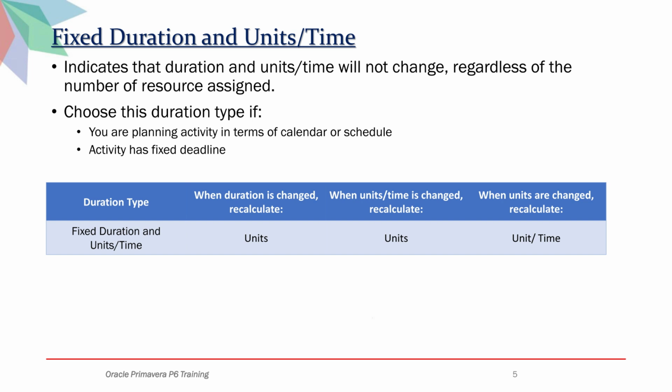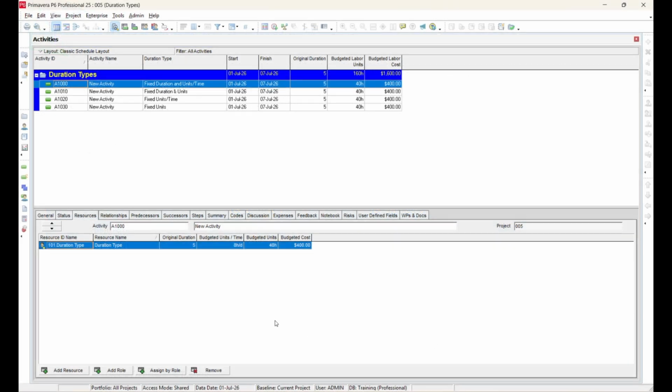Choose this duration type if you are planning the activity in terms of calendar or schedule. The activity has a fixed deadline. Review the table below for quick reference. Now, let's look at the P6 screen and understand how it works. When duration is changed, recalculate the units. When units per time is changed, recalculate the units. When units are changed, recalculate the units per time.